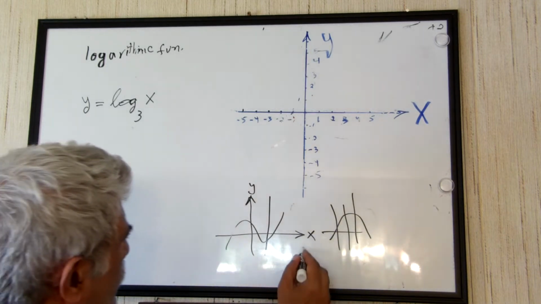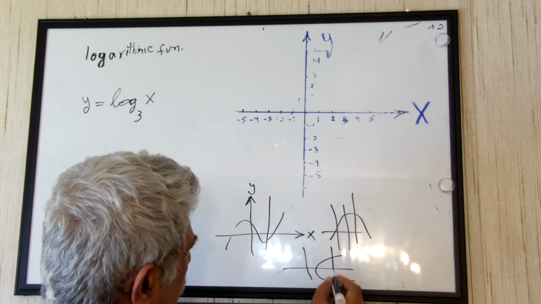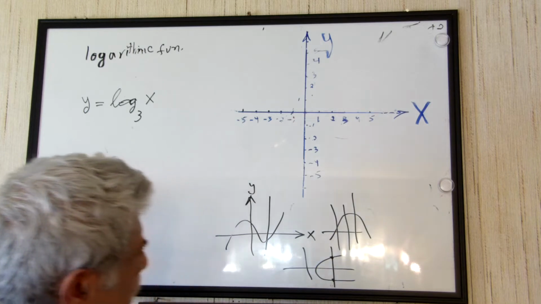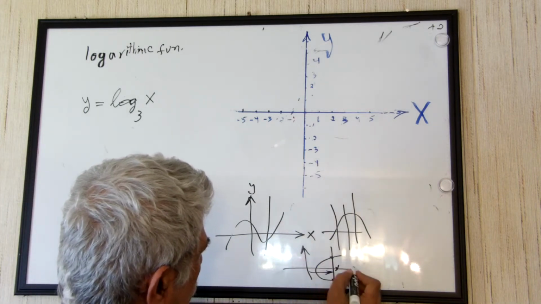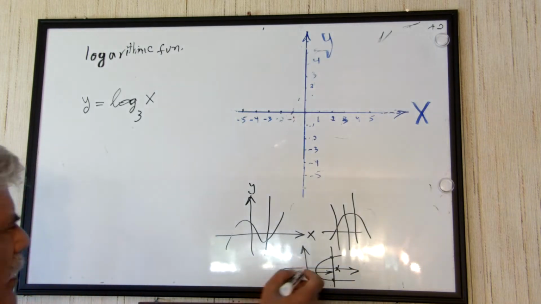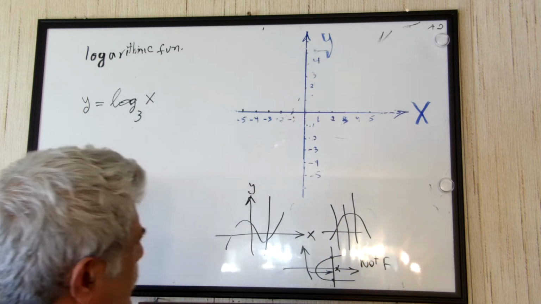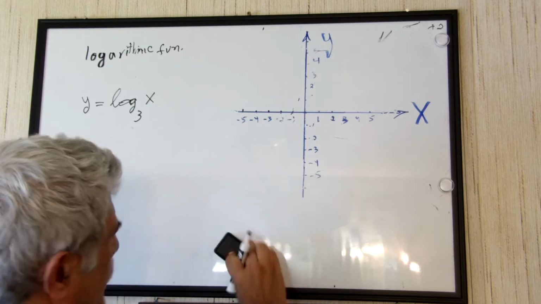But if you have something like this, and you draw a vertical line, you see 2 values for y for a given x. This is not a function. So let's graph this one.